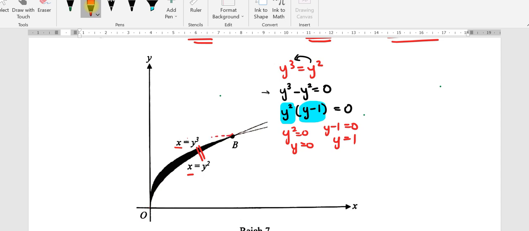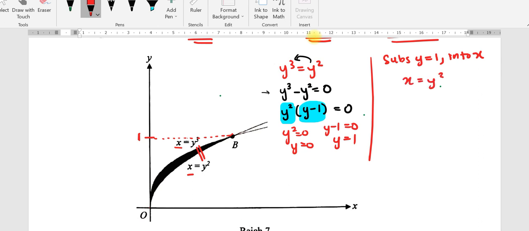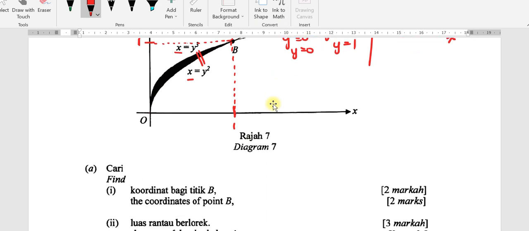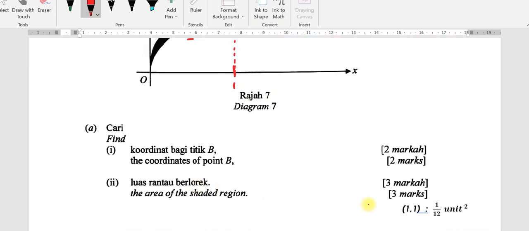So here, this is 1 on the y-axis. How about your x? Just substitute y equal to 1 into x. It doesn't matter which x you use. Let's say x equal to y cube, so x equal to 1 cube, which is 1. So your B coordinate should be 1 and 1. Alright, the answer is correct.